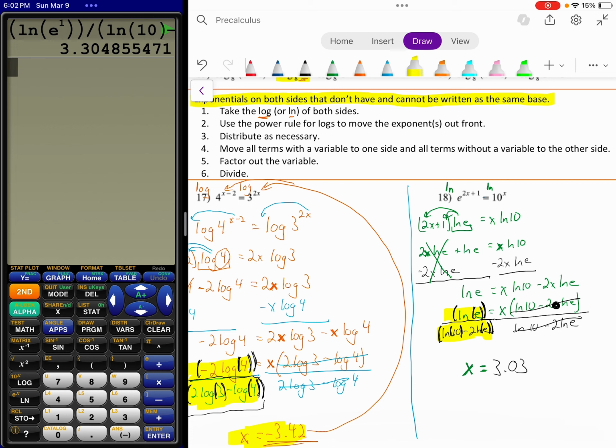So there you have it. Those are the answers for the quiz review. Please work through and make sure you know how to do these.